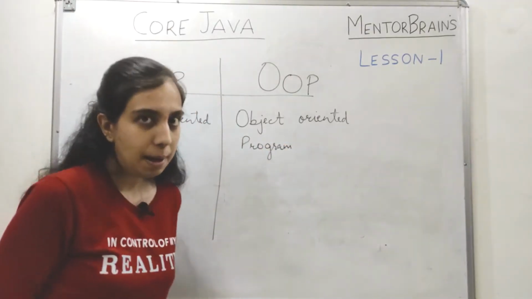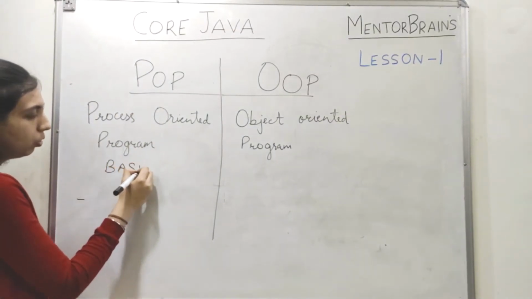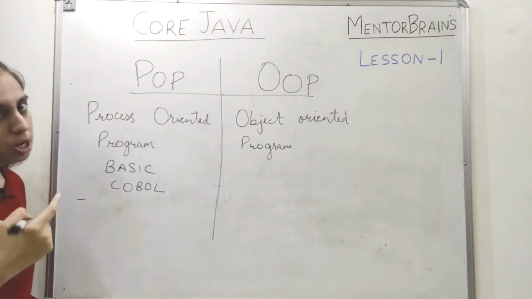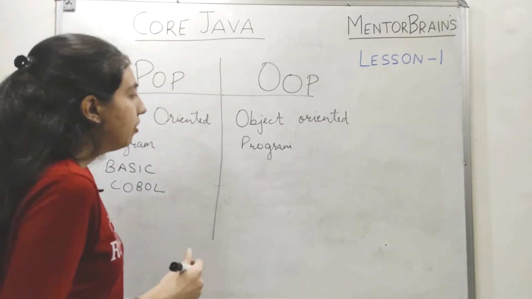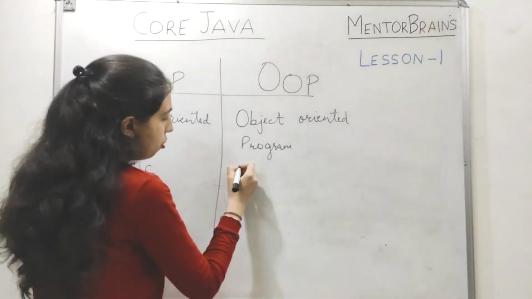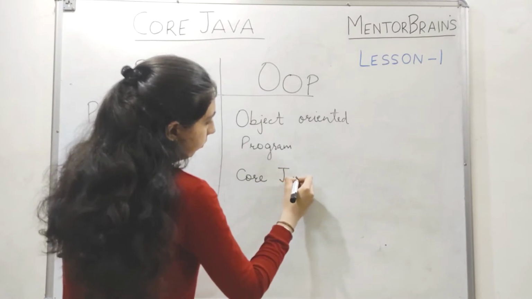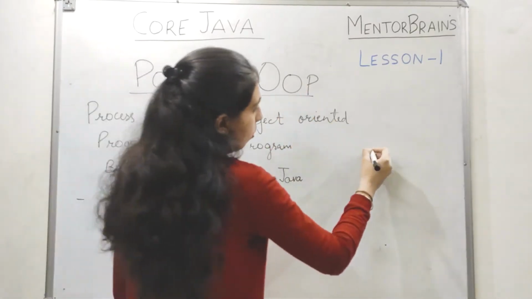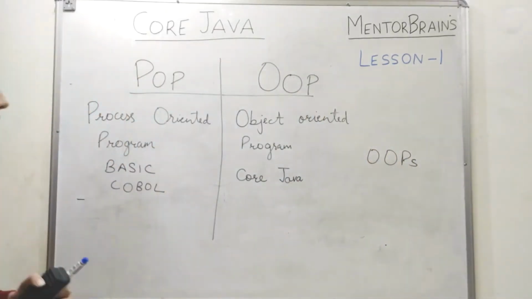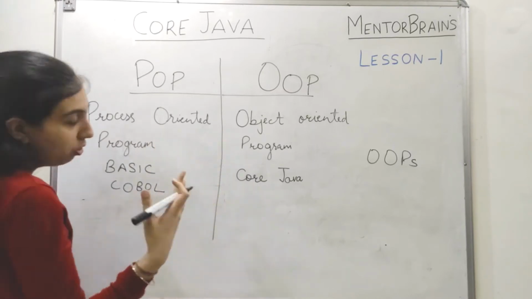So the earlier programming languages like BASIC, COBOL, etc., they were all based on POP. What is POP? I'm going to tell you. And our programming languages, like the new ones, for example, Core Java, it is based on OOP. This OOP can also be called OOPS. Okay, so what does process-oriented program and object-oriented program mean?